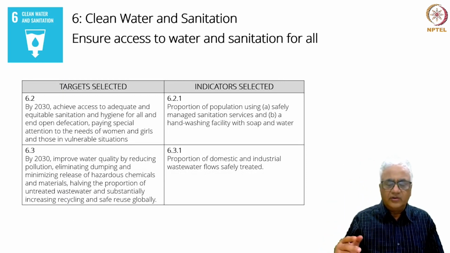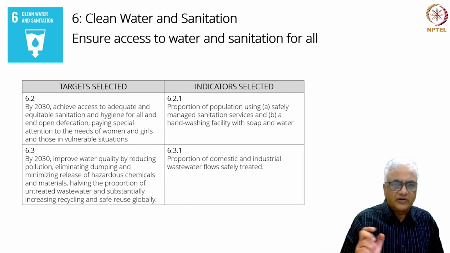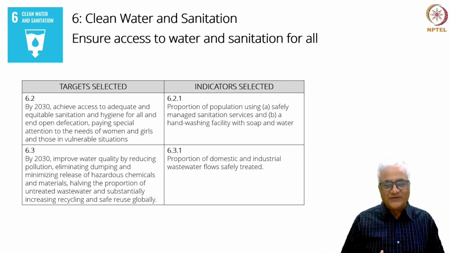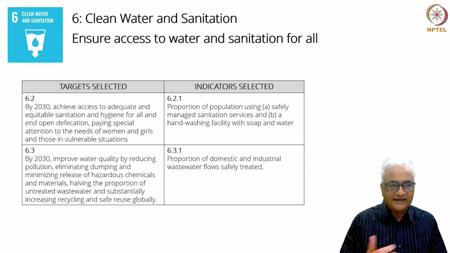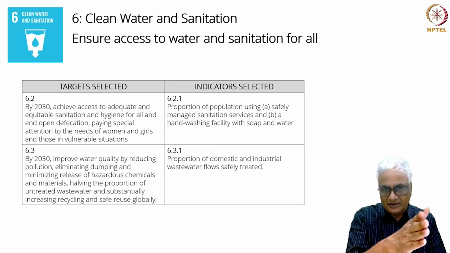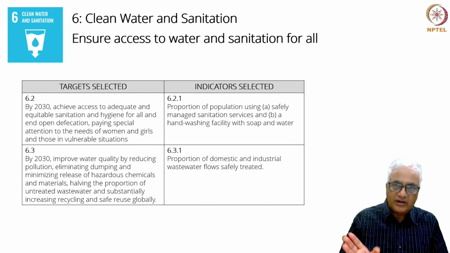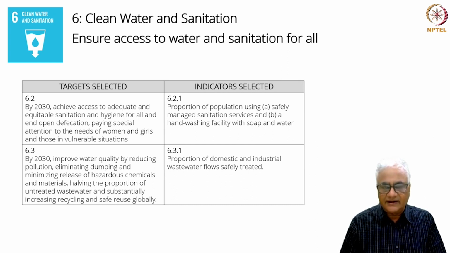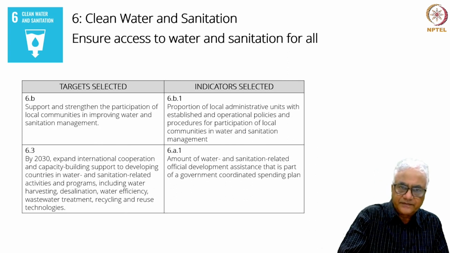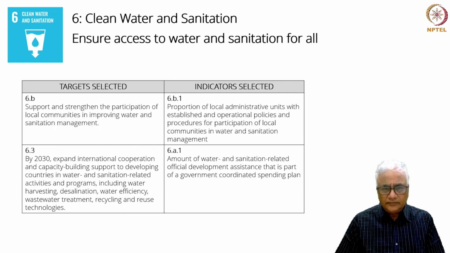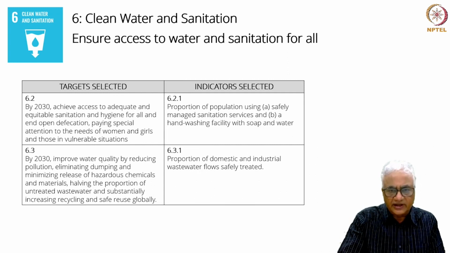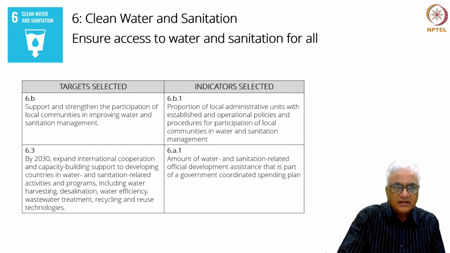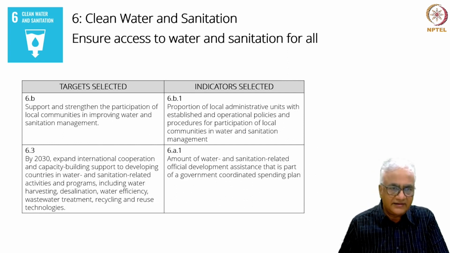So this is the target selected. Now all this is very familiar to you. I think if I wake you up in your sleep and ask you what's the next step, each one of you will say it, right? And that's how familiar you must be. So the targets and indicators that she selected, all of them are there. So her goal is clean water and sanitation, ensure access to water and sanitation for all. The targets selected are 6.2, 6.3, and 6.B, with their indicators. These are the targets she selected.